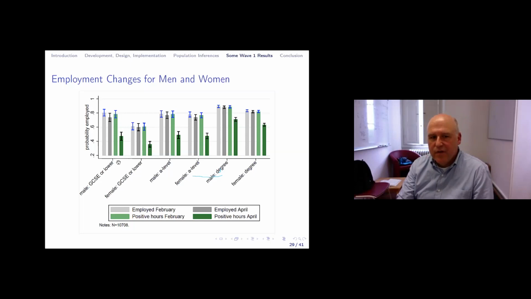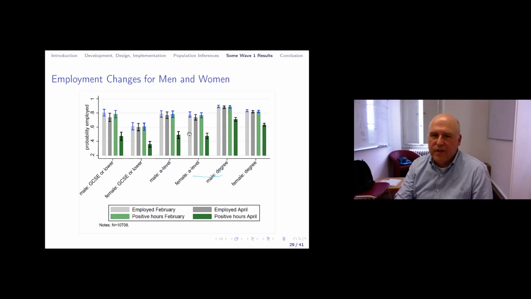And so, this is men with lower education, women with GCSE or lower, men and women with A levels, and men and women with degrees. And so the kind of thing that you can see in this picture is that as at the end of April, there was not much fall off in employment, but there was a lot of employment fall off in people working positive hours. So there are a lot of people who have not lost their job, but have stopped working. And so this would be to do with the job retention scheme.